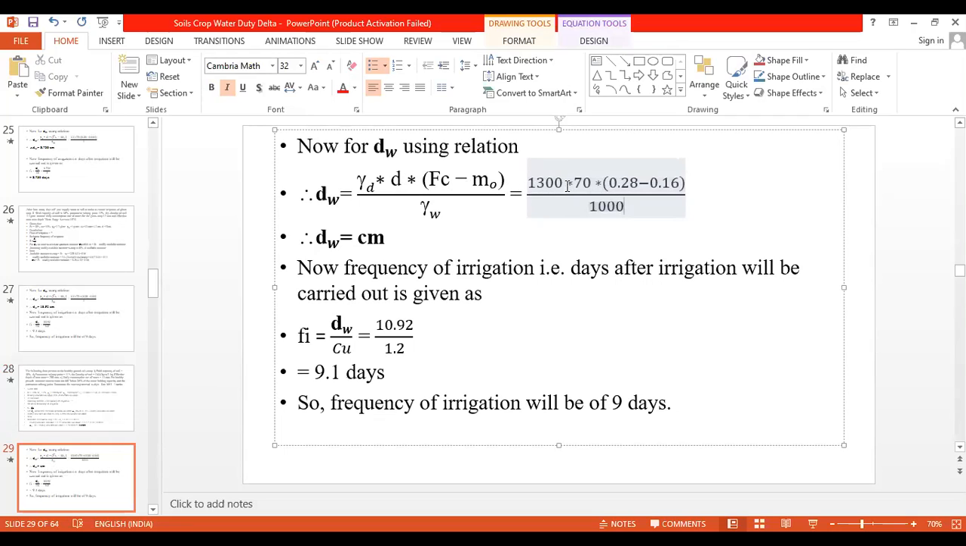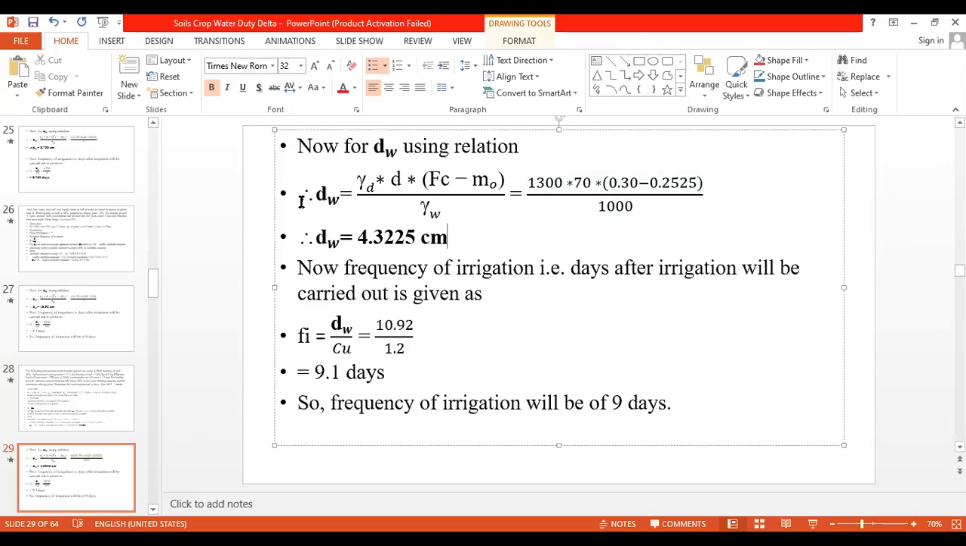Clear? Then the depth of the root zone is 70. Field capacity is 30%, so 0.3, and optimum moisture content is 0.2525. So just calculate the value: 1300 into 70 into (0.3 minus 0.2525) upon 1000. That is 4.3225 centimeters. That is dW.